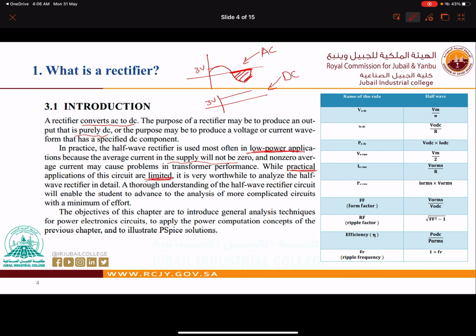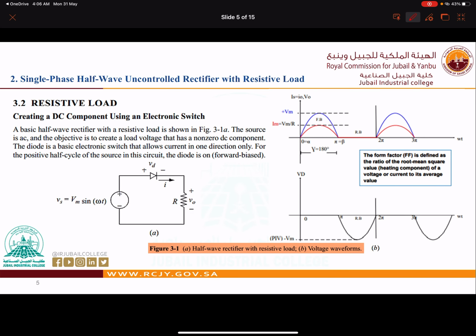Now, the objectives of the chapter are to introduce general analysis techniques for power electronics circuits, to apply the power computation concepts of the previous chapter. This is our half-wave rectifier circuit. Here we can see that we have an AC supply, right? This is an AC supply.